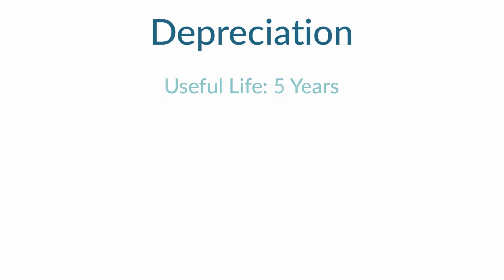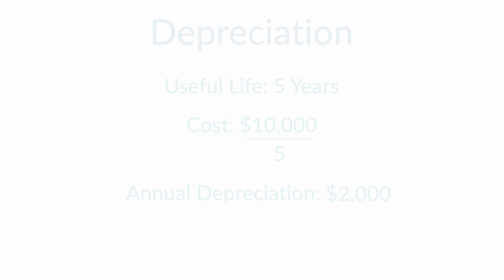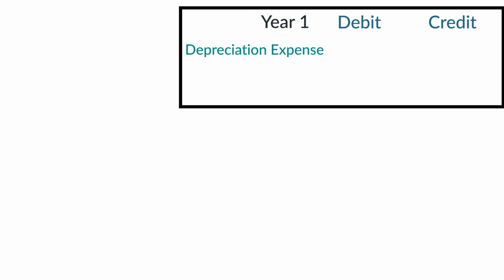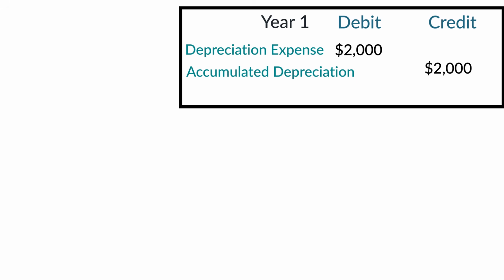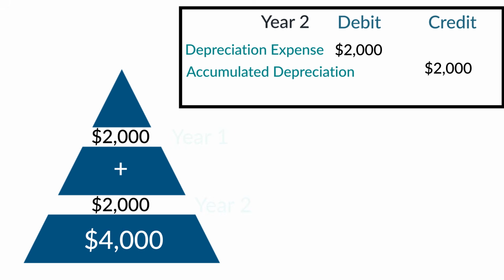Let's say it has a 5-year useful life, and that we're using the straight line method of depreciation. So we're going to be depreciating $2,000 per year. We debit depreciation expense for $2,000, and we credit accumulated depreciation for $2,000. We do the same entry for both year 1 and year 2. Remember that accumulated depreciation builds every year, kind of like a pyramid. So by the end of 2 years, we have a total of $4,000 in accumulated depreciation.